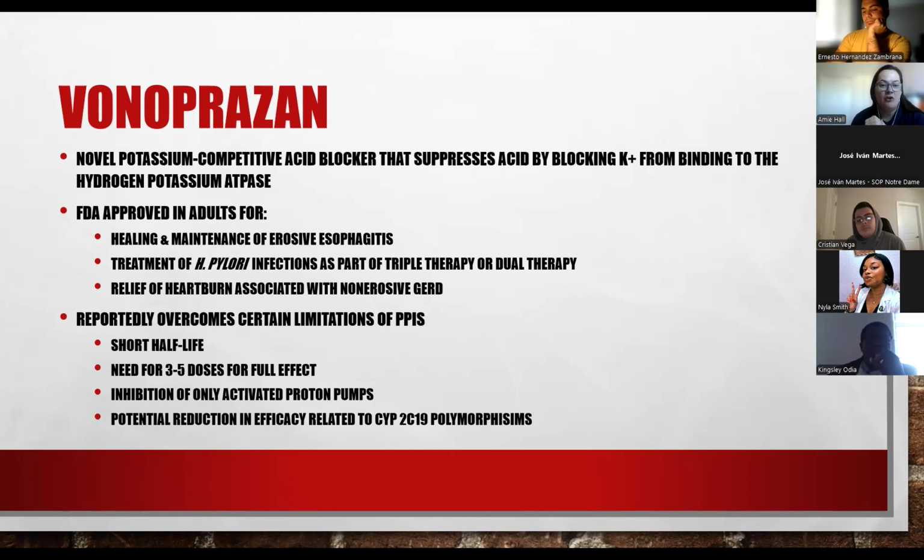It overcomes the limitations of the PPI. So PPIs have a short half-life, so they don't provide a full 24-hour reduction of acid. That's why this drug is potentially going to be better than PPIs. It starts working right away, where with PPIs, it takes about 3 to 5 days to see the full effect and get all those pumps shut off. Because this drug works on all the pumps, not just the active pumps, where the PPIs have to have an active pump. And then there's the potential reduction of those 2C19 drug interactions that are with PPIs. There's likely not any of those with vonoprazan.